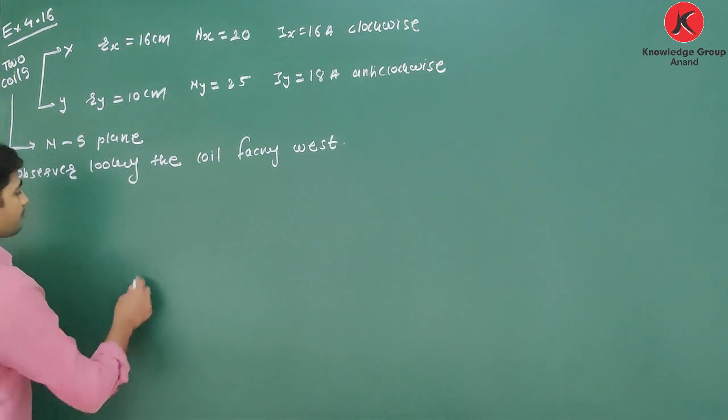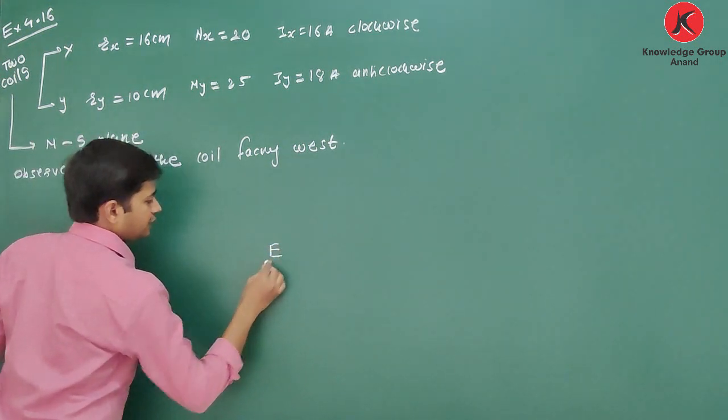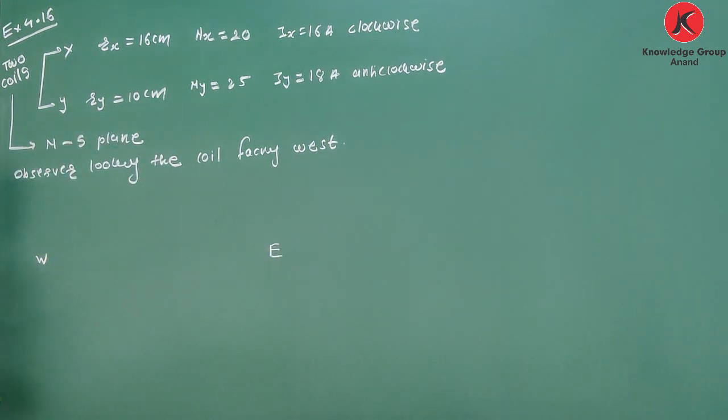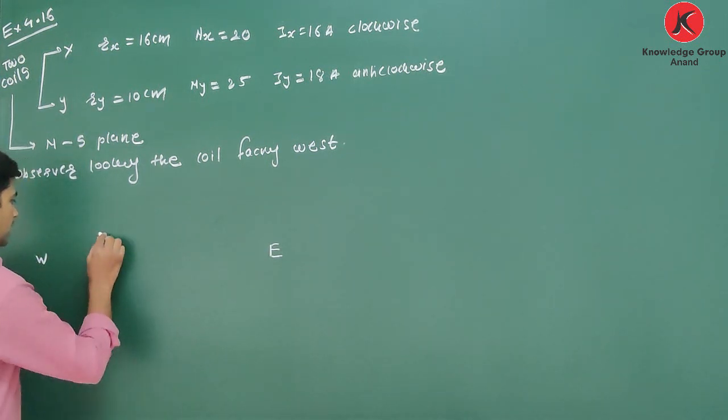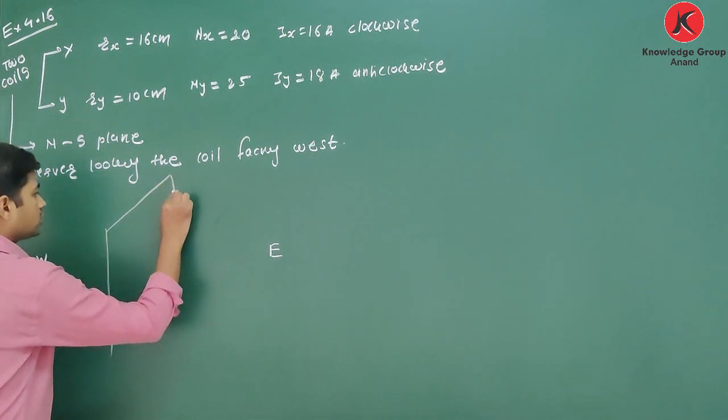See, two coils. It is east and it is west. Yes or no? The plane of the coil is like this. It is the plane of the coil in north and south.